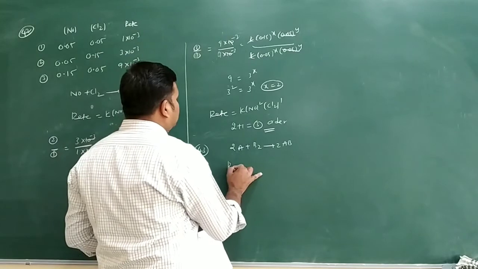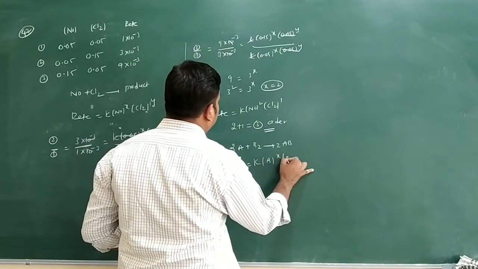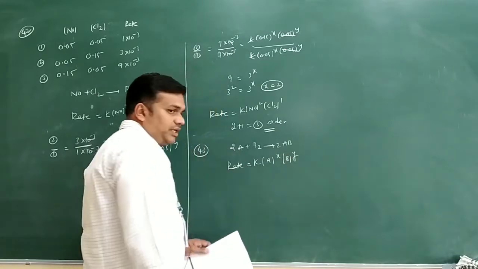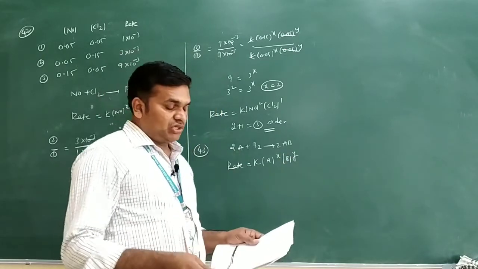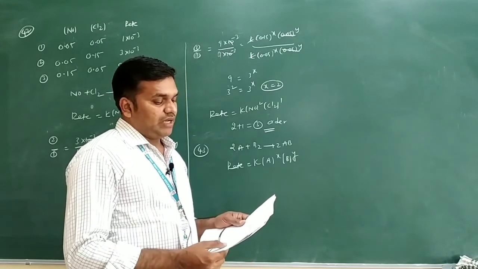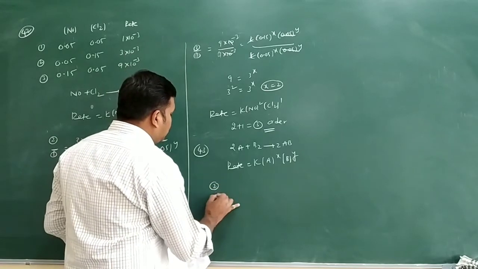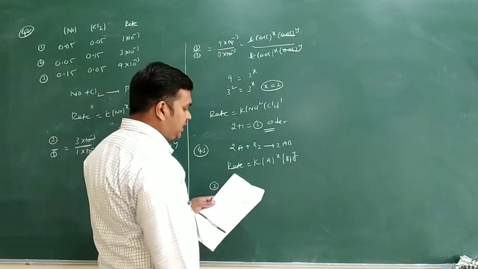Rate is equal to some k into concentration of A whole power x into concentration of B whole power y. You see, I did not write the information and all. You see, the first one you can take 1, 2, 3, 4 like that. So I will take first, I want to do 2 by 1. So 2 by 1 I want to take here. 2 by 1 means what, your rate? What is the rate given?